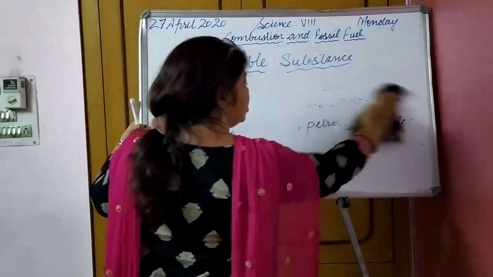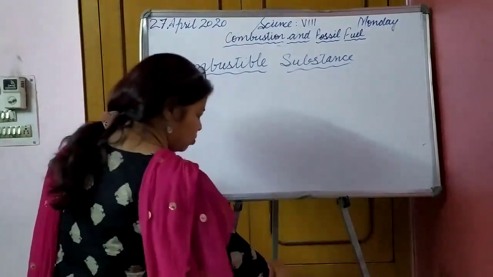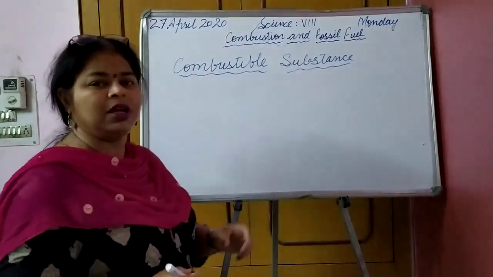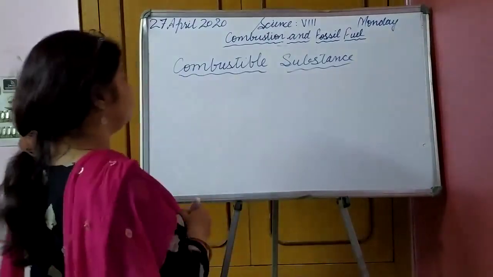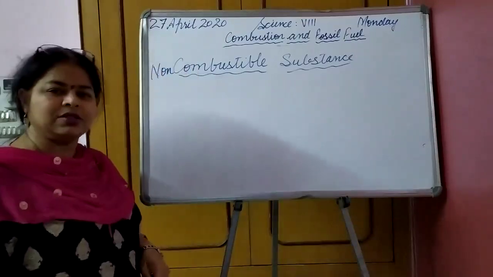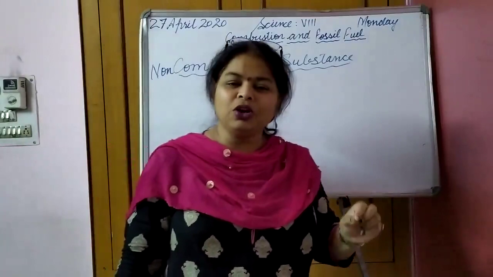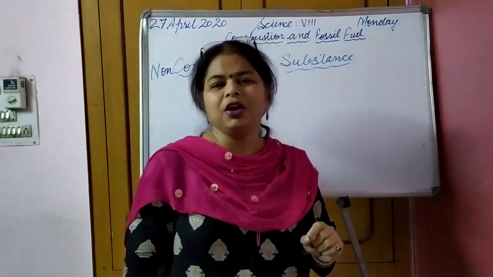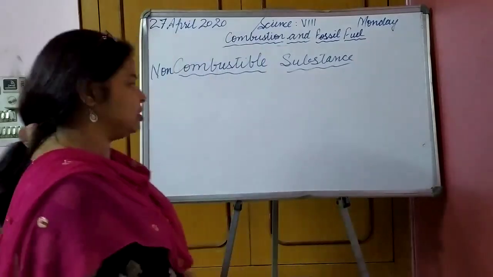Okay, now the substances which do not burn. Is it necessary that everything is going to burn? No, some substances will be there which are not going to burn at all. So what do we call them? We call them non-combustible substances. The substances that do not burn in the presence of air or oxygen are called non-combustible substances.